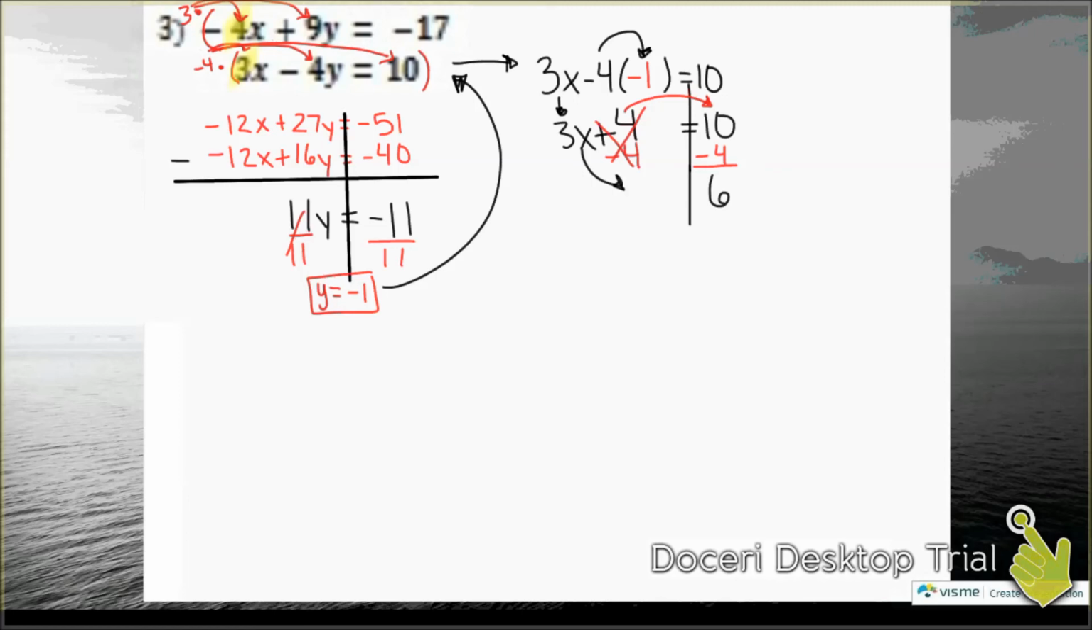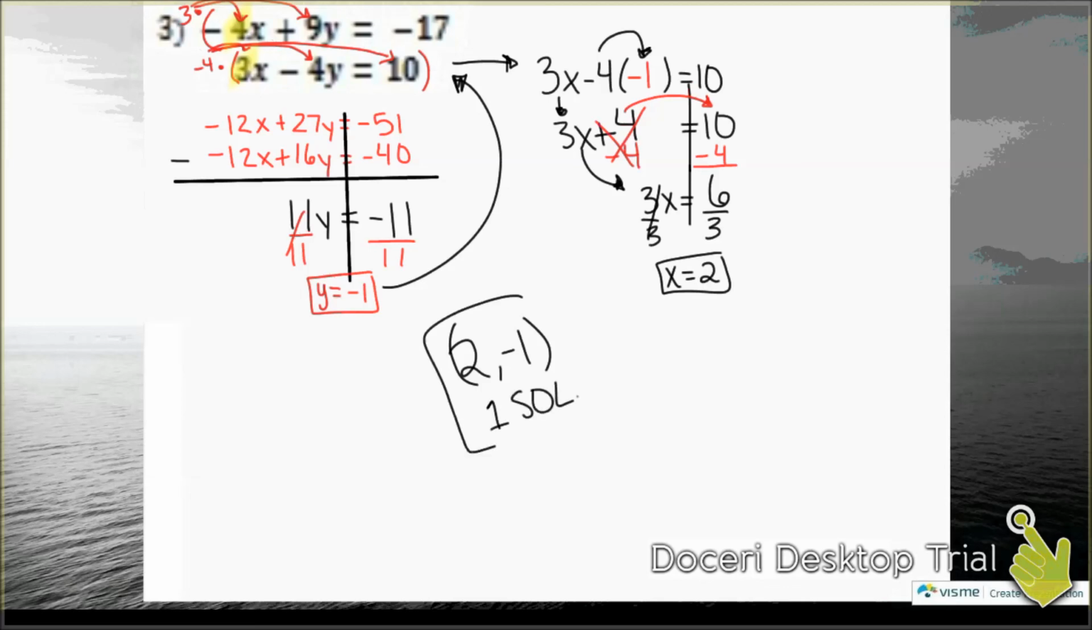Over on the left, I'm going to just move my 3x down, and I'm left with 3x equals 6, which leaves me with dividing by our coefficient. And finally, I know that 6 divided by 3 is 2. So I have an answer of x equals 2, y equals negative 1, and as we've talked about, that means they're intersecting on a graph at positive 2, negative 1, which is an example of one solution. So I have one solution for question 3.